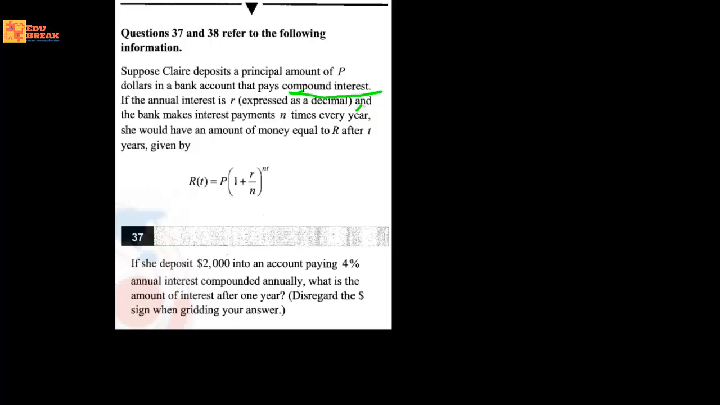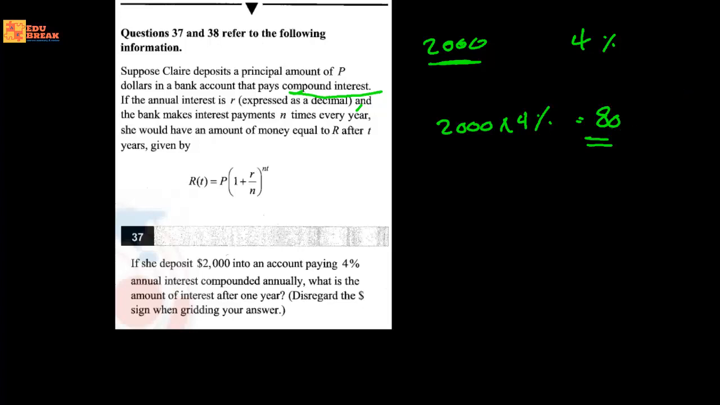Question 37. If she deposits $2,000 into an account paying 4%, so we have $2,000 and the annual interest which equals 4%, what is the amount of interest after 1 year? To find the amount after 1 year, you have to multiply 2000 times the annual interest, which is 4%. Using calculator, it equals 80.